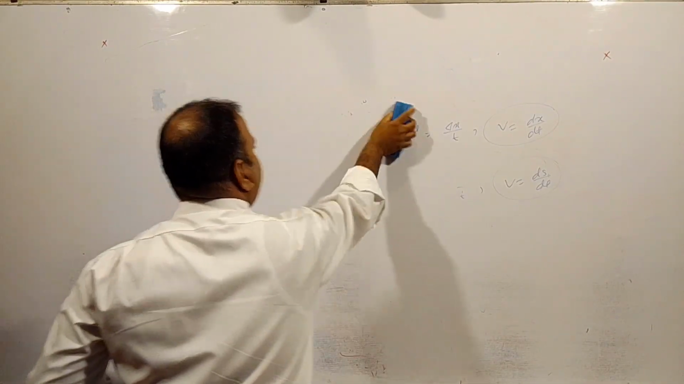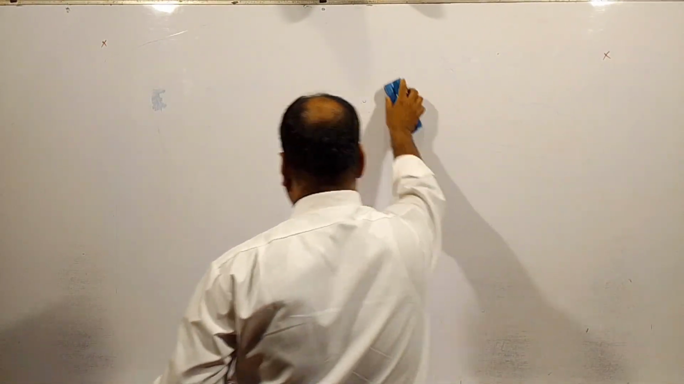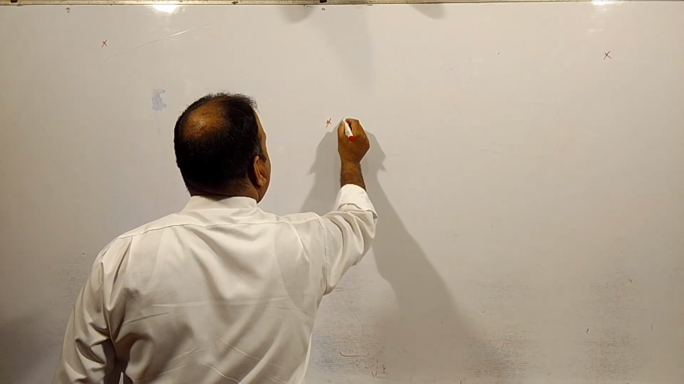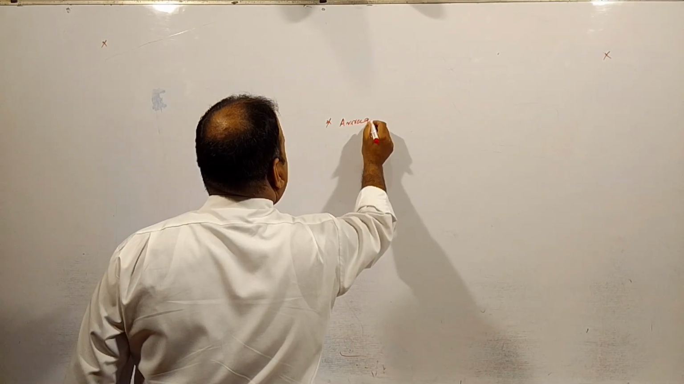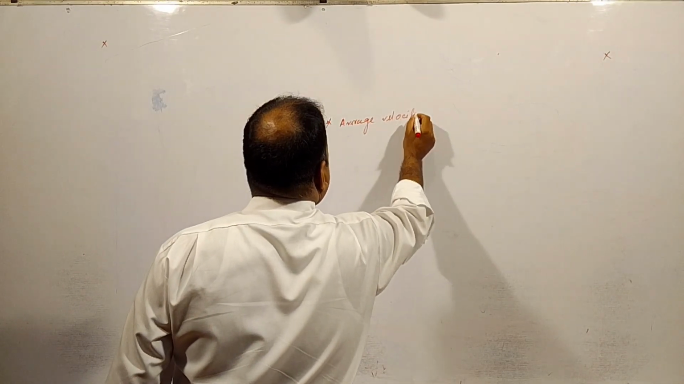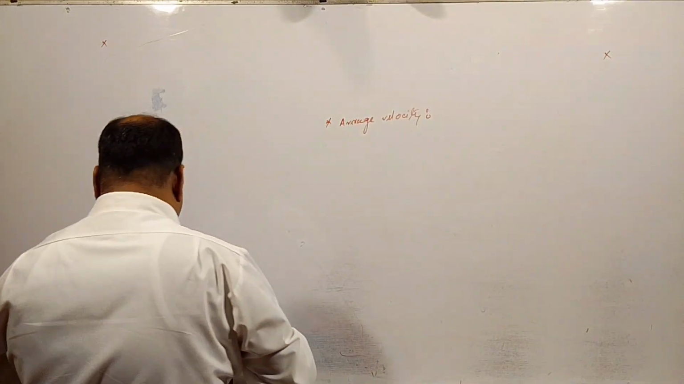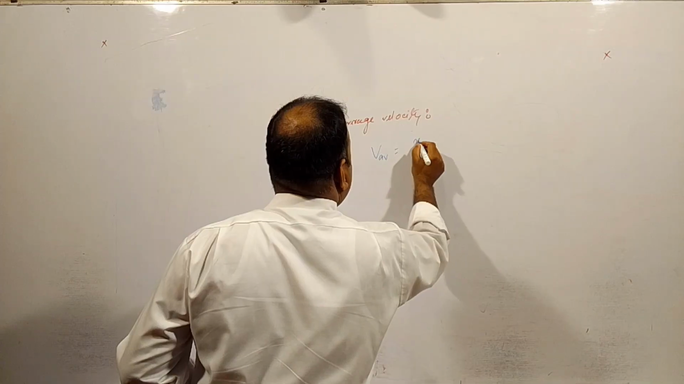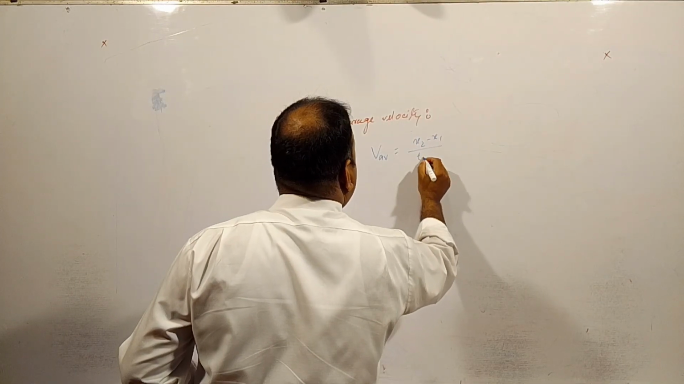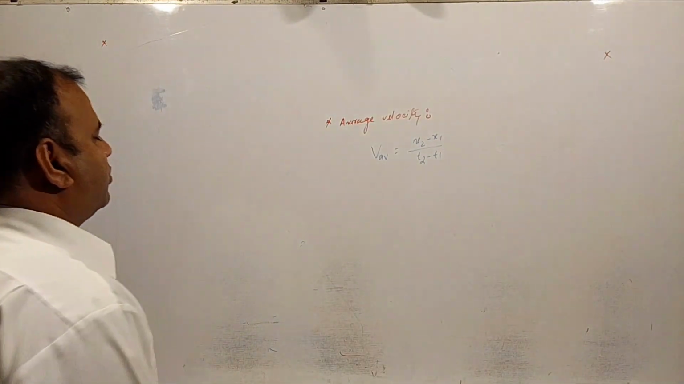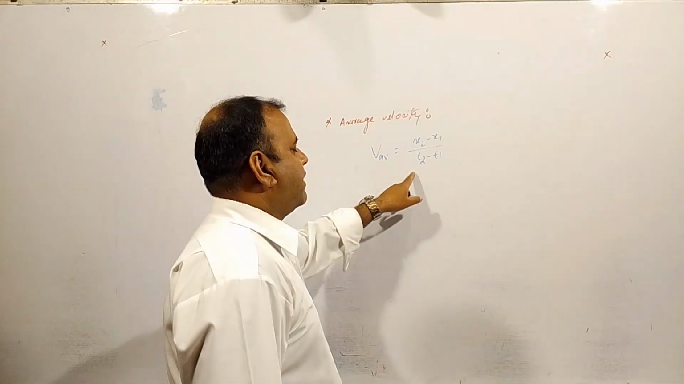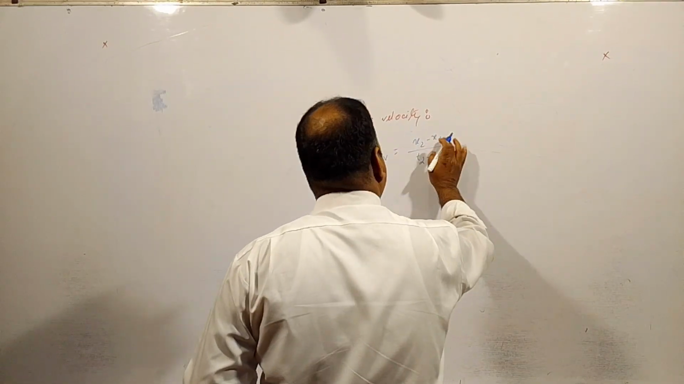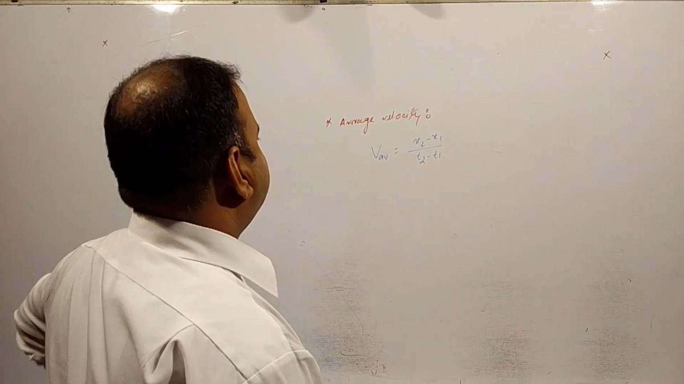Next you write down average velocity. What is the meaning of average velocity? V average is equal to x2 minus x1 divided by t2 minus t1. That means change in displacement over change in time. This is called average velocity.